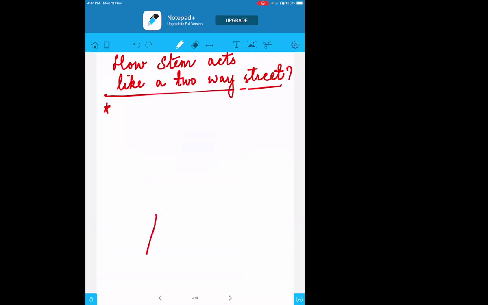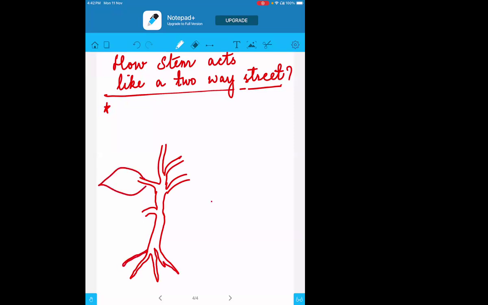Harshit and Shreyansh, you both are correct. They've explained properly. So suppose we have a plant, okay? Suppose this is the plant. Let me draw it first of all completely. Okay, now we have this XYZ plant, and the leaves are there. We have the leaves in it. Now, as you know very well, here the roots are there.